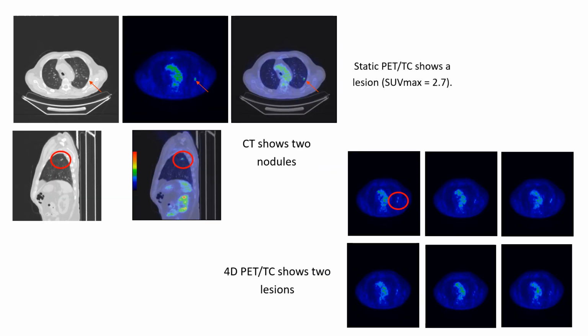This is another example, a clinical acquisition. On the left we have the standard acquisition, and on the right the 4D acquisition. In the standard acquisition in PET images we see one nodule, and in CT coronal images we see that the nodules are two, and the correction for movement in the 4D PET-CT acquisition shows also in the PET component the two separate nodules.